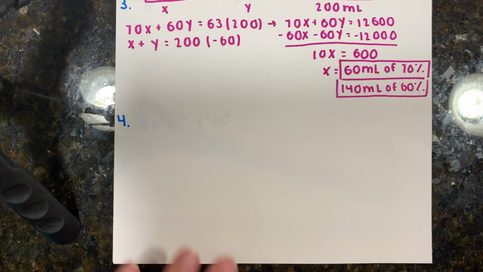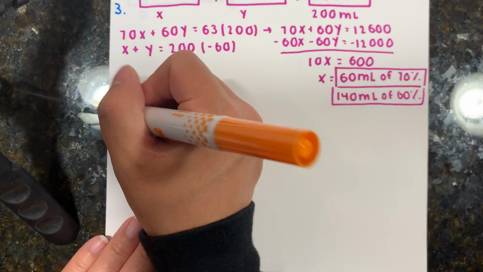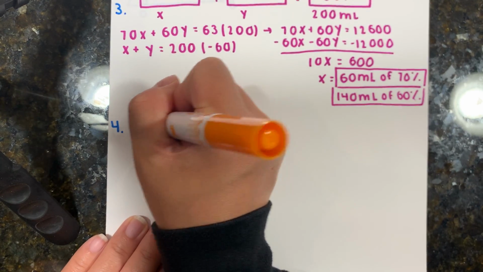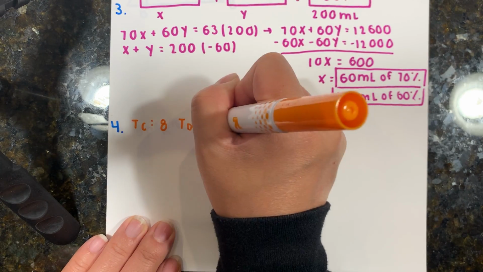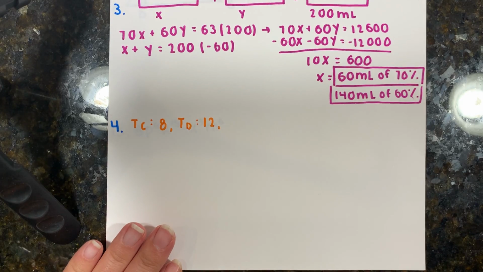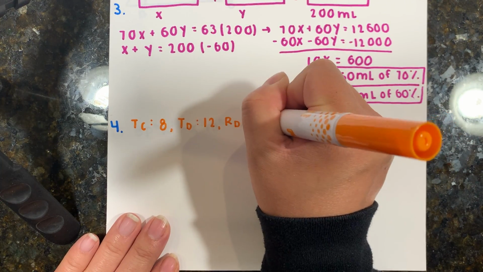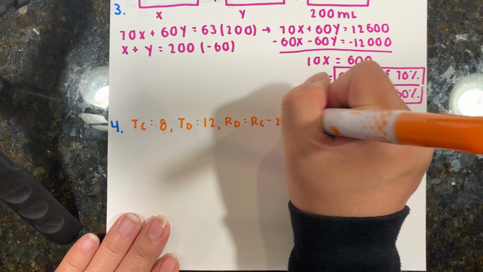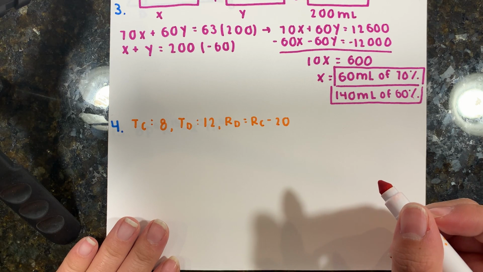Now looking at number 4, we have Carlene made the trip in only 8 hours, whereas Dan took 12 hours to make the same trip. So I have the time of Carlene is 8, and I have the time of Dan is 12. Then it says, this was because Dan dawdled and drove 20 miles per hour slower than Carlene. So the rate of Dan would be the rate of Carlene minus 20. How fast did each drive and how long was the trip?